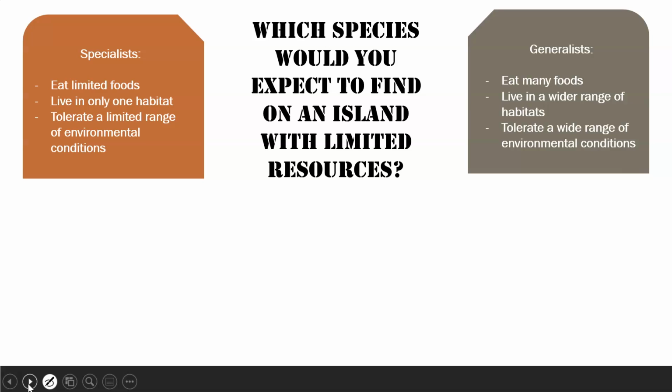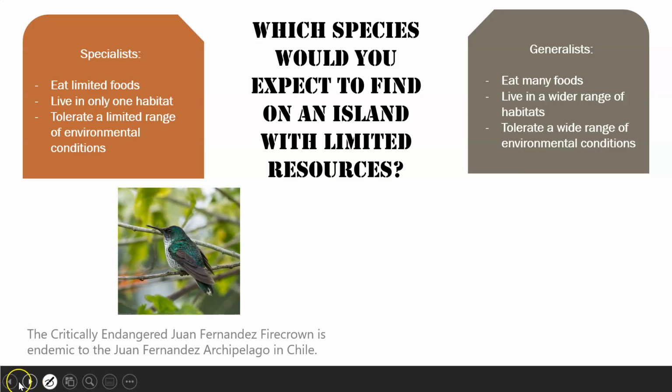Going back to specialists and generalists, remember specialists can only eat a limited food, they live in only one habitat, and they tolerate a limited range versus our generalists, which kind of are jack of all trades. They eat many foods, they can live in wider habitats, they tolerate wider environmental conditions. So on a small island with limited resources, or really any island, which species would you expect to find? Specialists or generalists? So we're going to see specialists appearing on islands, particularly those with limited resources. An example is the fire crown found in Juan Fernandez Archipelago in Chile.